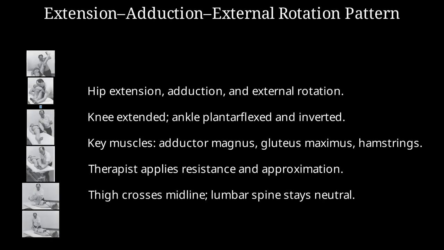This pattern involves hip extension, adduction, and external rotation, with the knee extended and the ankle plantar flexed and inverted. Key muscles include adductor magnus, gluteus maximus, and hamstrings. The therapist applies resistance and approximation, ensuring the thigh crosses midline and the lumbar spine remains neutral.